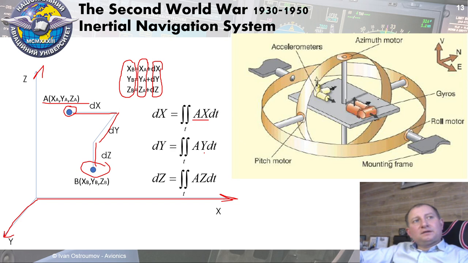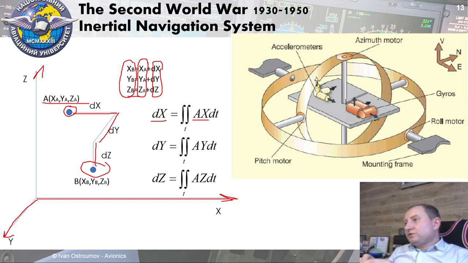However, we have a problem, because during the flight, the aircraft body is rotated. And it requires us to use a specific gimbaled system, like this one, to place our accelerometers, for example, in the horizontal plane of the X and Y reference frame. Thus, we use a mechanical gimbaled system, which uses motors guided by three gyroscopes to place three accelerometers in particular directions during the whole flight. And it helps to identify the location of an aircraft or rocket.